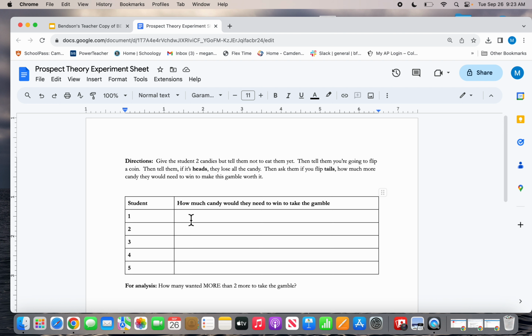And then afterwards you say, I'm not actually going to flip the coin, and you're not actually going to get any more candies, but have your 2, enjoy. And then for your analysis, if it worked, the majority should have said something above 2 candies. So 3, 4, 5 is typically the answer. So record that and see if you found loss aversion in your group.